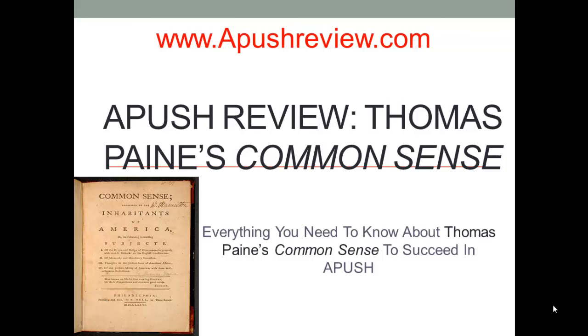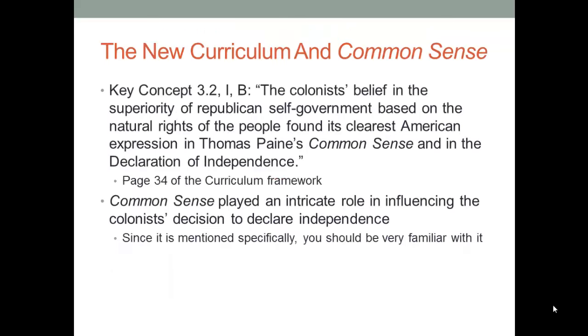We have APUSH review Thomas Paine's Common Sense for you on the docket today. This is something that's specifically mentioned in the new APUSH curriculum that you should definitely be familiar with. So let's get going and covering Common Sense.